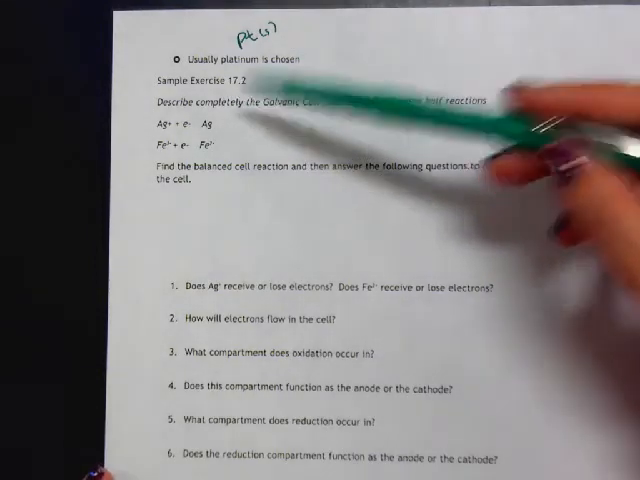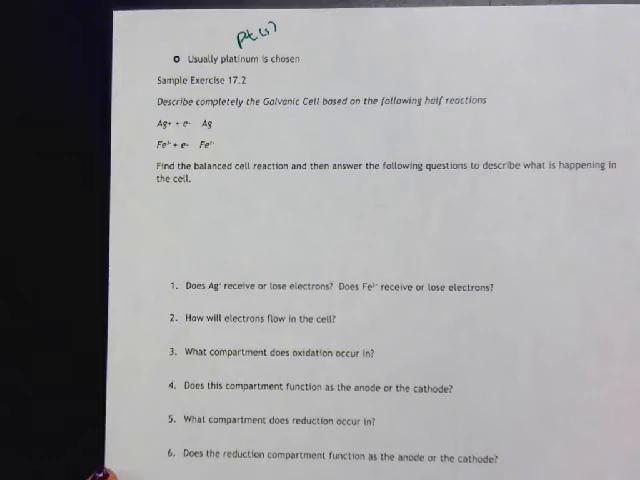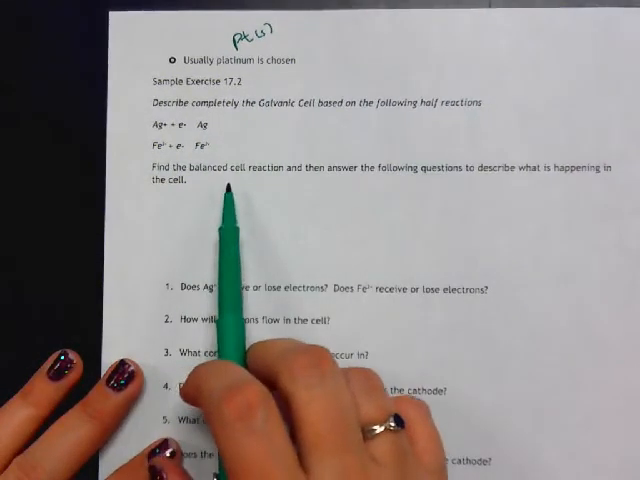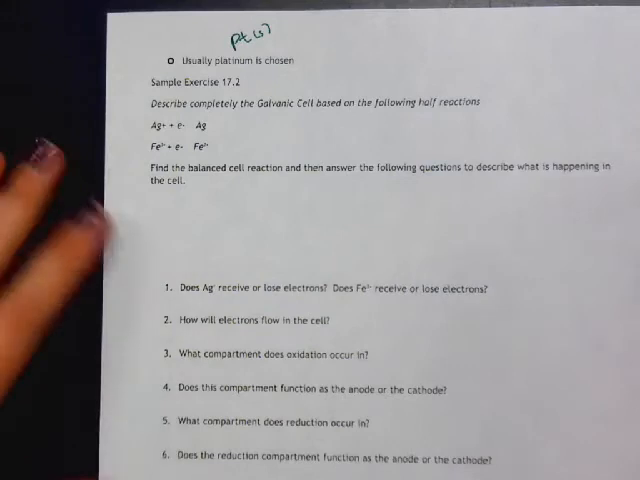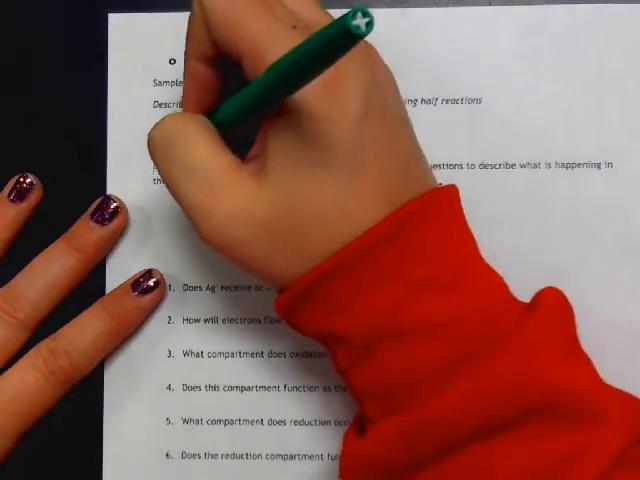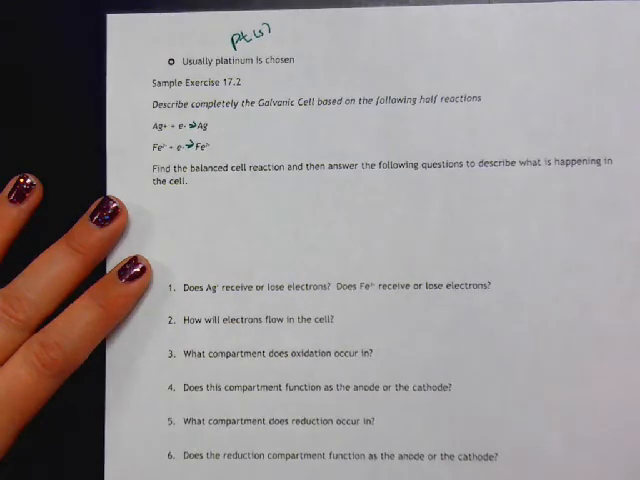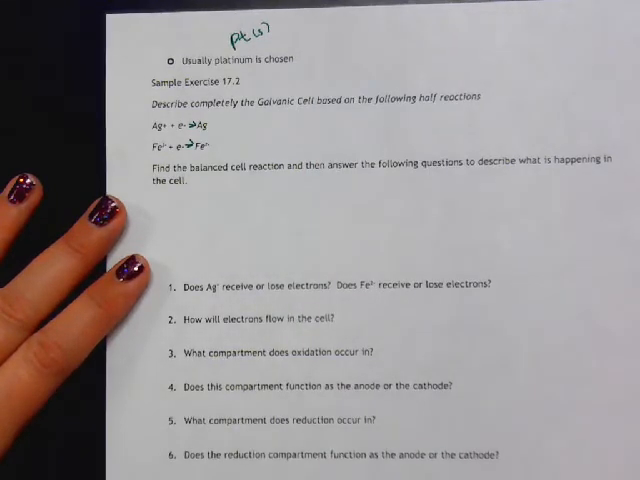So we want to describe this galvanic cell for the following half reactions. So if we have silver and iron, we want to first find out the balanced cell reaction and then answer the following questions. First we want to know what's going to oxidize and what's going to reduce, and we can determine that by looking up the cell potential values from our chart.